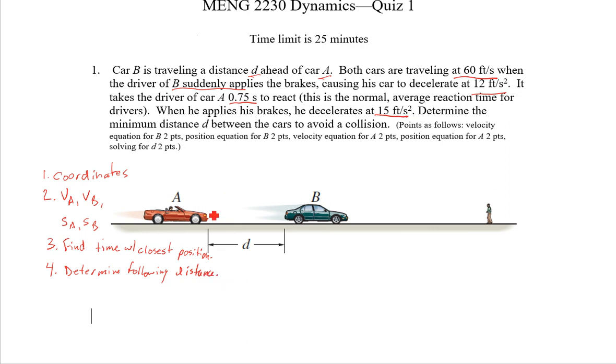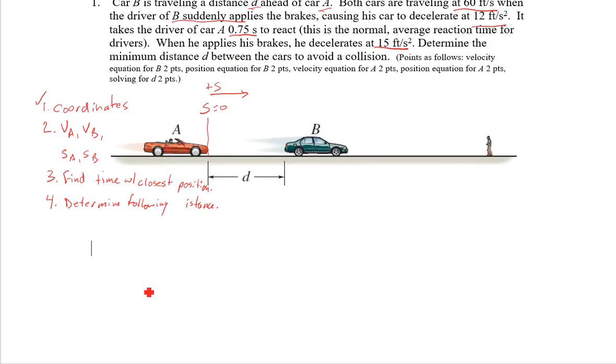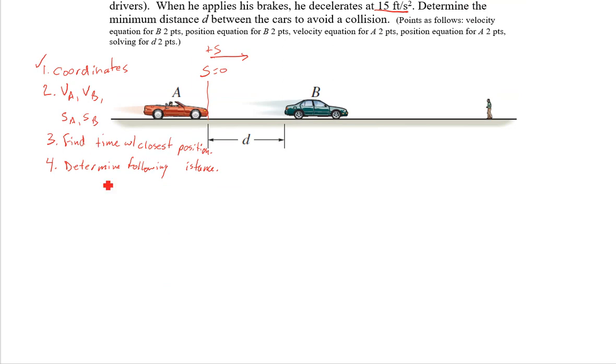Alright, so coordinate system, I'm going to take the beginning of car A here as s equals 0. That'll be my coordinate system, and I'll have s positive going to the right. Scroll down a little bit here. So step 2, equations.